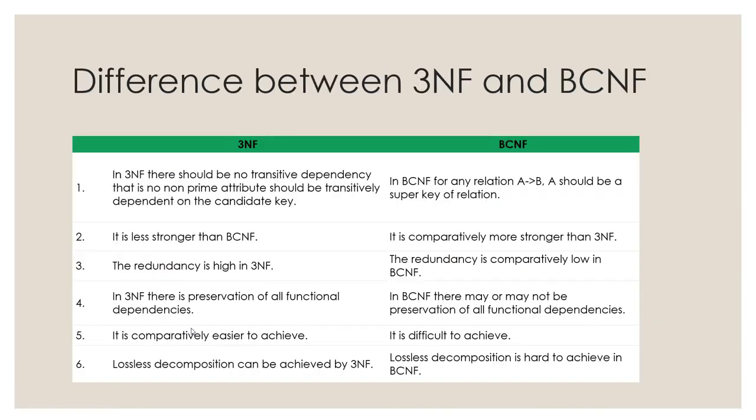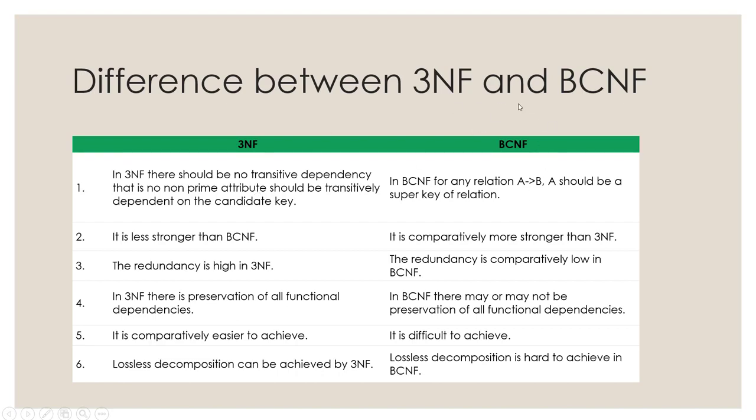Okay, so these are some differences between 3NF and BCNF. In 3NF, there should be no transitive dependency: no non-prime attribute should be transitively dependent on the candidate key. In BCNF, for any dependency A determines B, A should be a superkey of the relation. This is talking about how the right-hand side can be a prime attribute and it's still going to be in 3NF. So this was the third condition of determining if something is in 3NF.